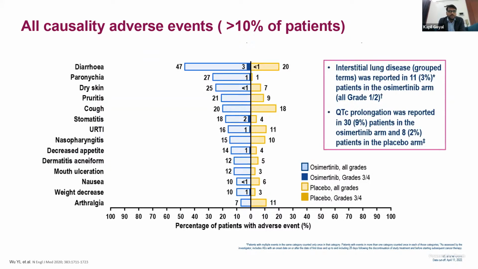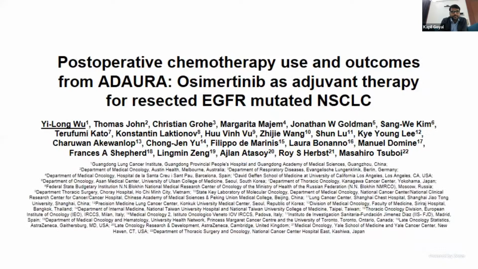If we look at all-causality adverse events, diarrhea was the most common, seen in 47% of the patients, while grade 3-4 was actually only 3%. Paronychia, dry skin, and pruritus, the skin-related side effects, were there. Cough, stomatitis, and upper respiratory tract infection were also there. And in the placebo arm, the safety data was almost similar.